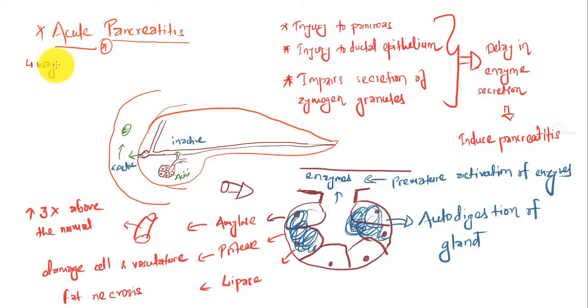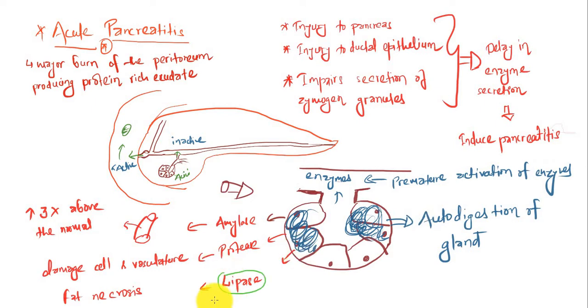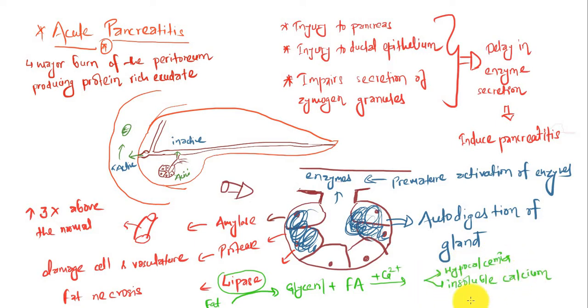So acute pancreatitis causes major irritation of the peritoneum, resulting in protein-rich exudate. Pancreatitis is all about P. Lipase will cause destruction of fat into glycerol and fatty acids. Fatty acids will combine with calcium. In severe conditions, it can cause hypocalcemia by forming insoluble calcium soaps, as excess calcium is consumed.